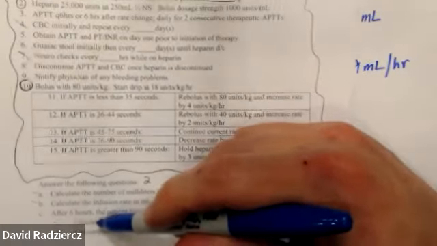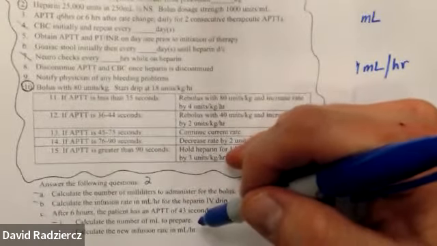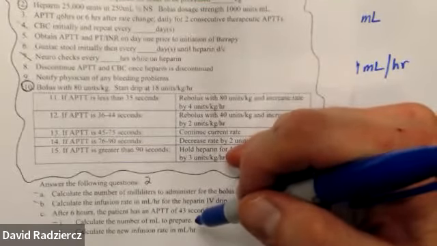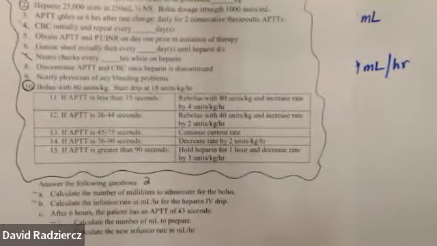With this first question, it says calculate the number of milliliters to prepare. They're meaning how many milliliters for the bolus, the rebolus to prepare. And then the new infusion rate is in milliliters per hour. So that's pretty straightforward.